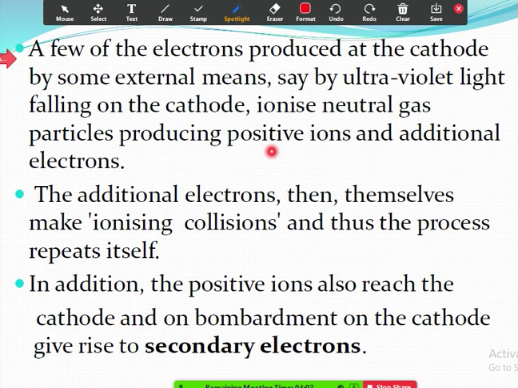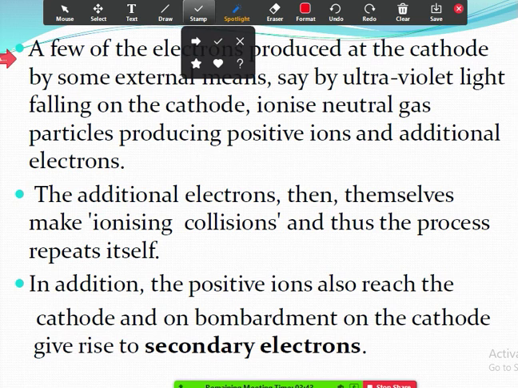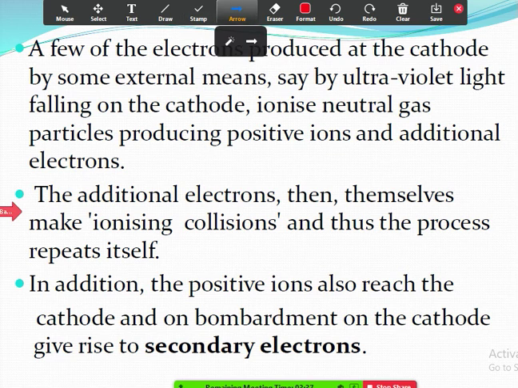So breakdown means what? Actually gas is an insulator. It is not supposed to conduct current, but because of this collision process, because of the ionization by collision, charge carriers are created and the gas will break down, and it causes conduction of current. And looking at the second point, so look at the second point.